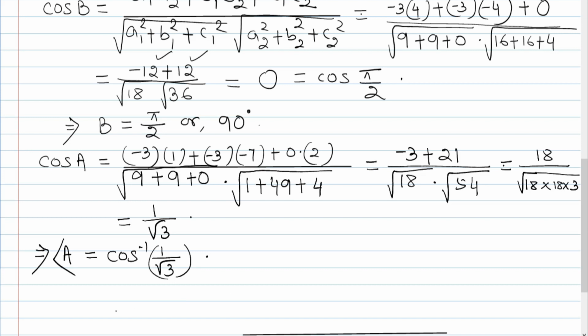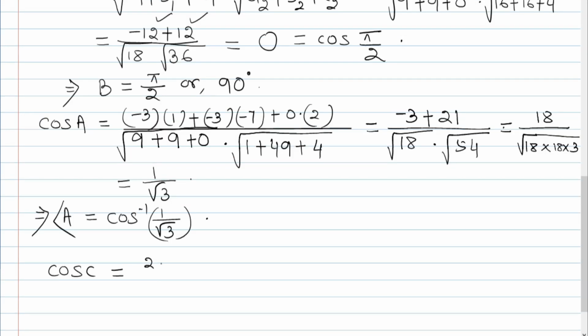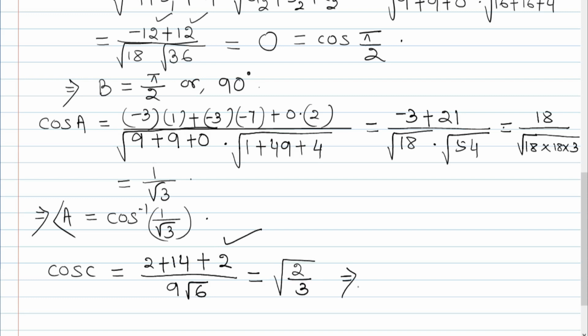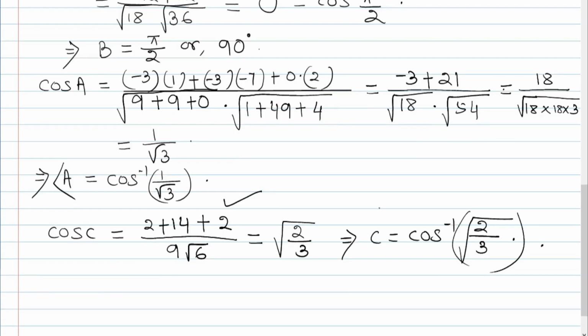So likewise you can find the angle C, that is taking cos C equals 2 plus 14 plus 2 whole divided by 9 root 6. You will do it yourself. I have directly taken this one. This one is nothing but 2 by 3. That implies angle C is equal to cos inverse 2 by 3. So all the angles we have found: angle A, angle B and angle C.